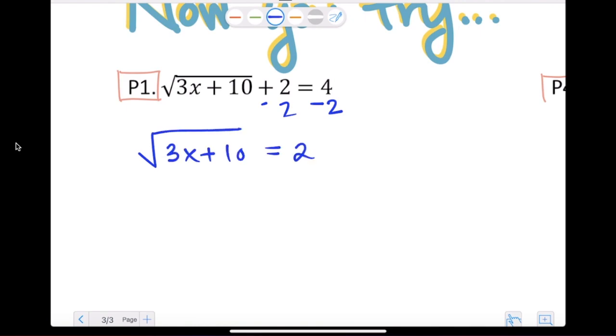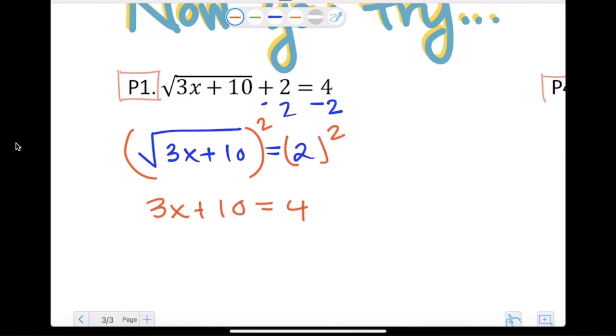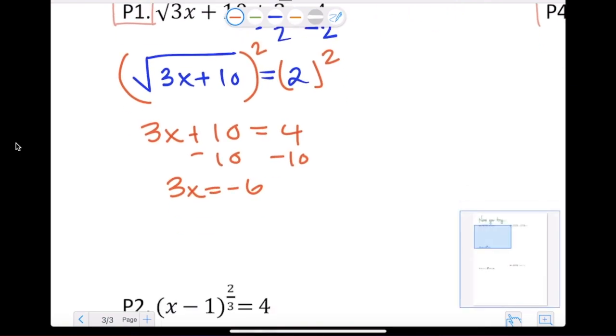Now we square both sides to get rid of our square root, so we end up with 3x plus 10 is equal to 4. Then we subtract 10 from both sides and get 3x is equal to negative 6, and then divide both sides by 3 to get that x is equal to negative 2.